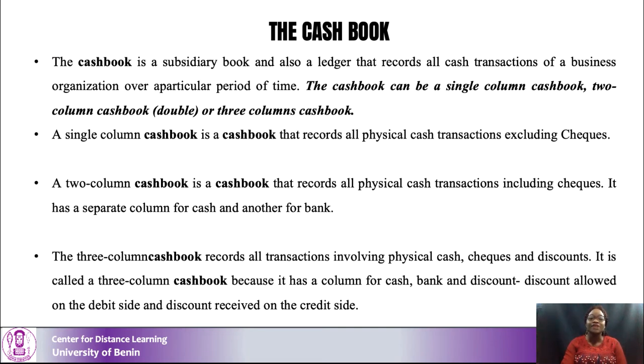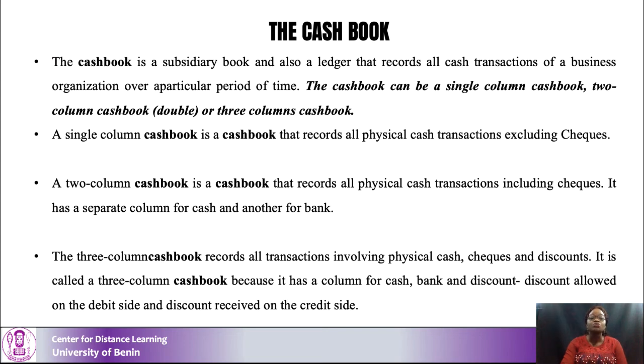The cash book is a subsidiary book and also a ledger that records all cash transactions of a business organization over a period of time. The cash book can either be a single column cash book, a 2-column cash book also known as a double column cash book, or a 3-column cash book. For a single column cash book, it records only transactions that we use physical cash for. While for a double column cash book, it records both cash transactions and transactions that require the use of check. So in this case, we have separate columns for both cash and bank. But for the single column cash book, we just have a single column for cash. That means all the transactions there are done on cash basis.